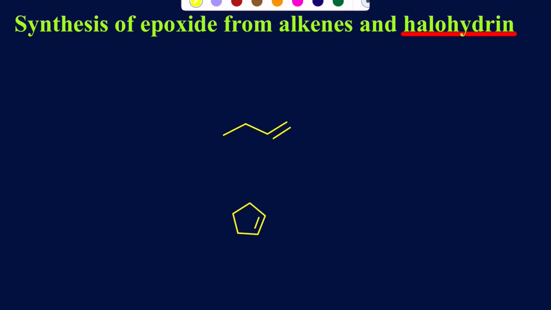In this video, I'm going to talk about a quick review on how to make an epoxide from an alkene and halohydrin. I'm not going to talk about the mechanism, but just a method of making an epoxide from an alkene and a halohydrin. And for the mechanism, we will see some other videos in the chapters of alkenes itself.